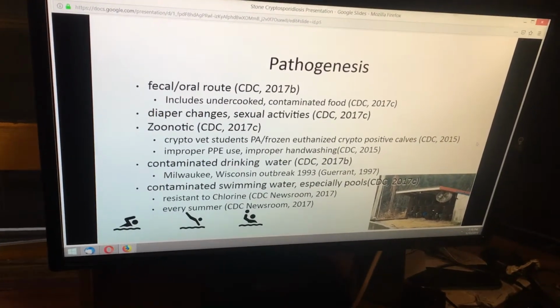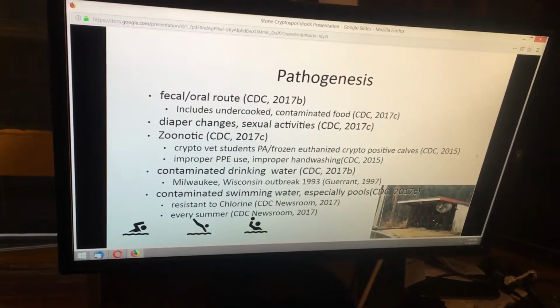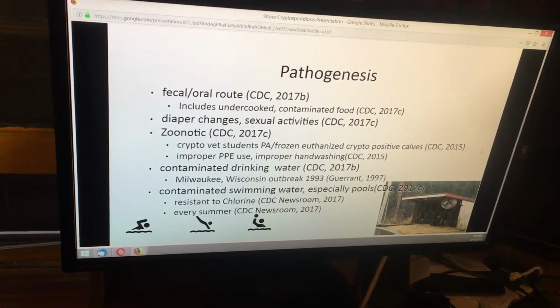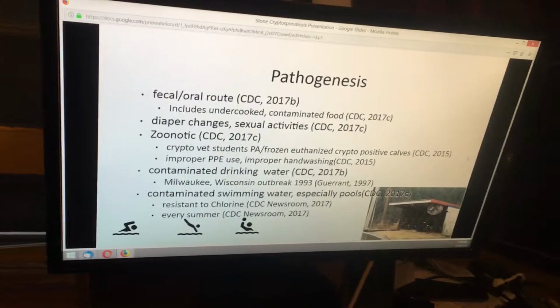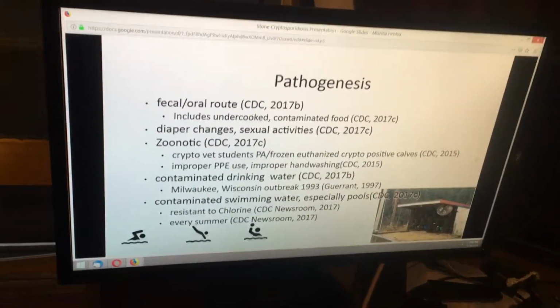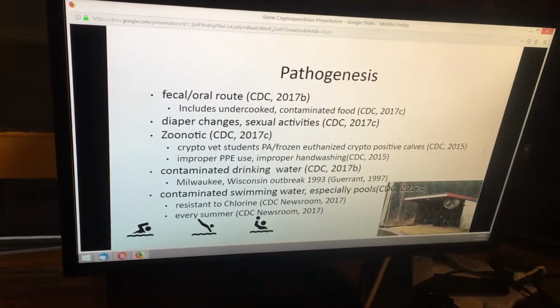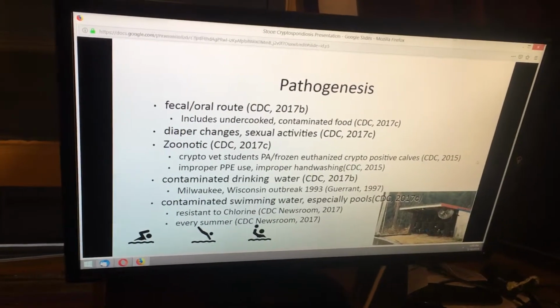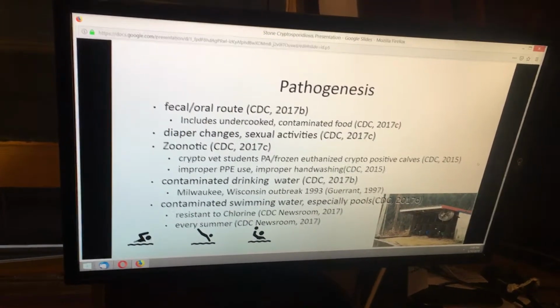So how do you get cryptosporidiosis? Through the fecal-oral route, which includes any mechanism for getting fecal matter into one's mouth. So undercooked contaminated food, or accidental ingestion due to diaper changes or sexual activity.